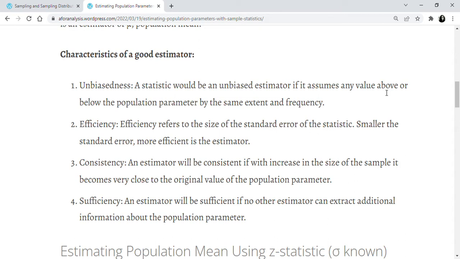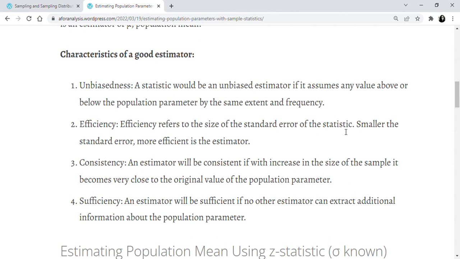Efficiency refers to the size of the standard error of the statistic. Same example as we talked about, like the head of the department trying to estimate the number of students. The 400 can be a good estimate only when the error is very small, like 5-10 students. But if the number is off by, say, 100 students, the estimate is not at all good. So the lower the standard error is, the more efficient our estimator is.